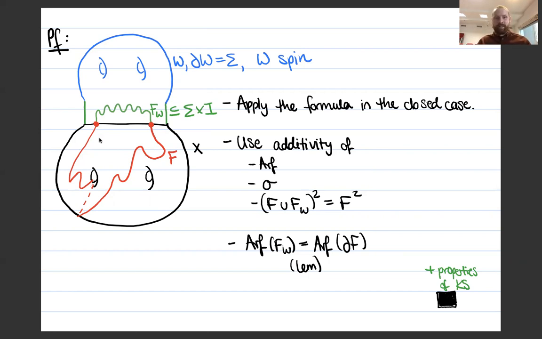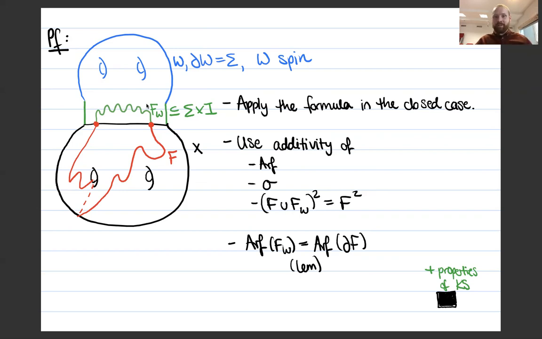Then you get this green surface here, F of W. And F together with F of W is now a closed four-manifold, a closed surface. To get a closed four-manifold, you can take some spin four-manifold W. Or if you don't like spin, you can take a simply connected one with even intersection form, and you can glue that on.